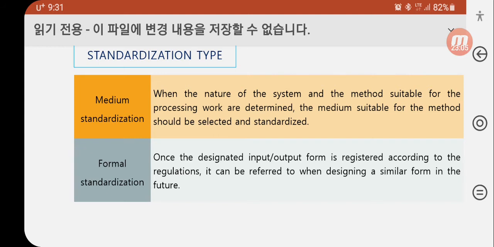Next type is formal standardization. Once the designated input-output form is registered according to the regulations, it can be referred to when designing a similar form in the future. This type has some consideration factors. Amount of output information, frequency of use of output information, time it takes to print. Consider the purpose of output.